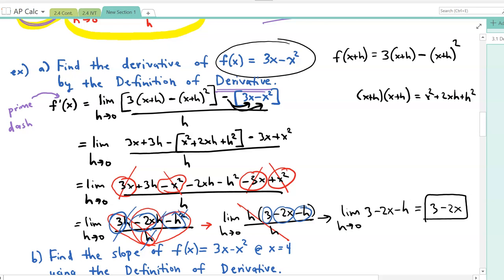So how else could we write this? This is another way of writing the problem. You're given f of x equals 3x minus x squared, right? So you could say the derivative, f prime, the derivative is 3 minus 2x. So that would be the answer. That's how you could write the answer.